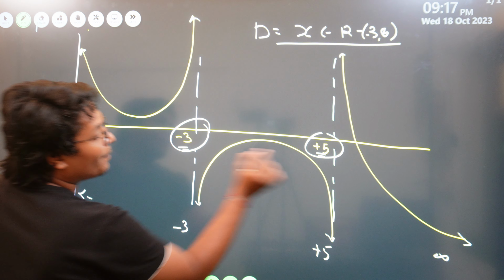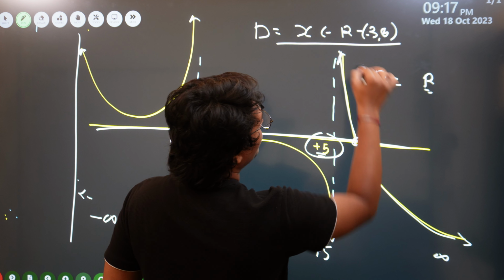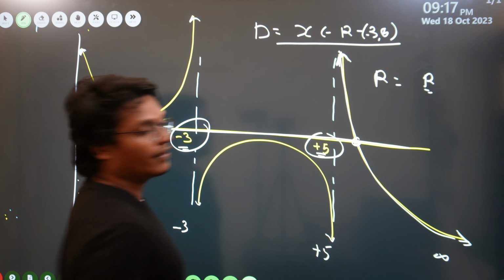Now see, here this line is touched by the graph. That's why my range will be real numbers, because it is from negative infinity to positive infinity. In case it was not touching here, and the graph was given like this, and if this line would have been 10, then our range would have been real numbers minus 10. So anything except 10.